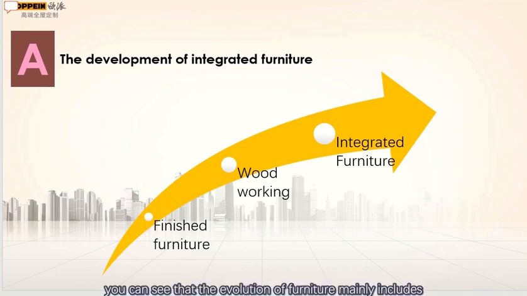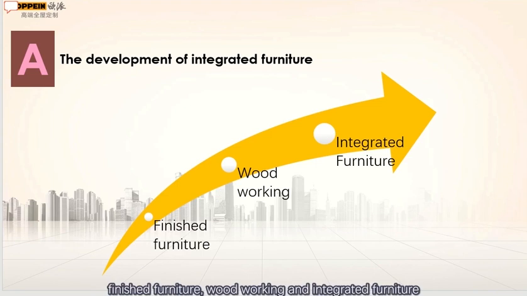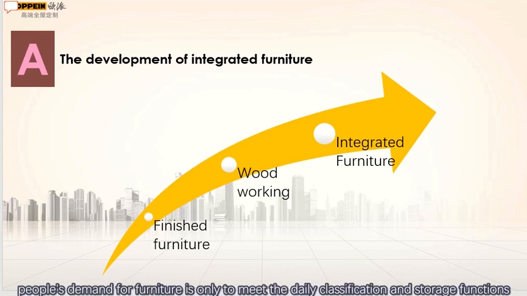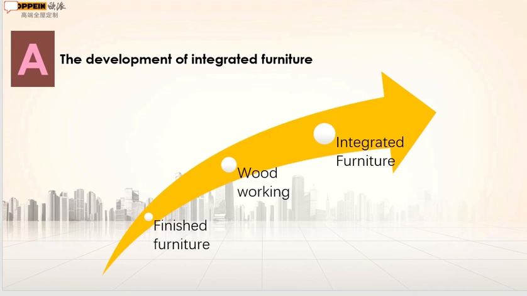From this era, you can see that the evolution of furniture mainly includes finished furniture, woodworking, and integrated furniture. In the stage of finished furniture, people's demand for furniture is only to meet the daily classification and storage functions. When it comes to the stage of woodworking on job site, in addition to meeting the needs of basic functions, people have some personal needs for furniture.